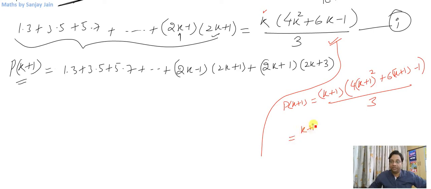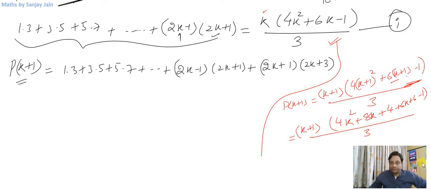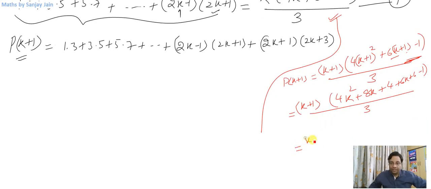So if I simplify it a little bit, it will be equal to 4 into (k squared plus 2k plus 1), right? So 2k will become 8k, plus 1 will become 4, and this is 6k plus 6, so 6k plus 6 minus 1. Alright, and it will be divided by 3. Further, if I simplify it, it will be (k plus 1) into (4k squared, 8 plus 6, 14k, 4 plus 6 is 10, minus 1 is 9) by 3.